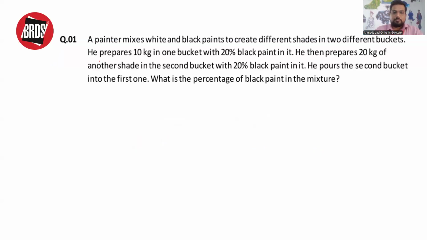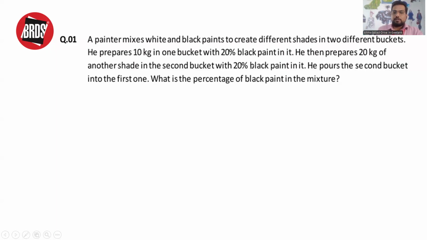Question number one: a painter mixes white and black paint to create different shades in two different buckets. He prepared 10 kgs in one bucket with 20% black paint in it. He then prepares 20 kg of another shade in the second bucket with 20% black paint in it. He pours the second bucket into the first one. What is the percentage of black paint in that mixture?